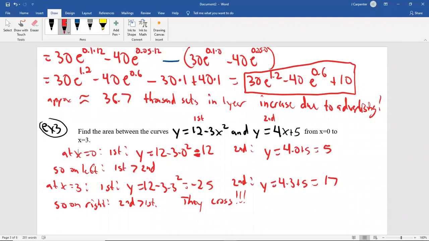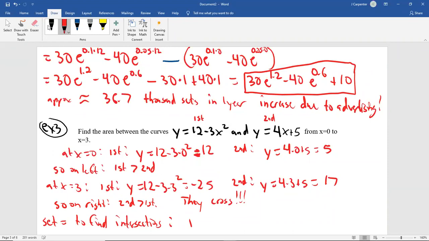Once again, I'm repeating this a lot because it's important. If they cross an even number of times, it is possible that the one function is higher on both ends. So even if you get the same declaration, the first is bigger than the second, first is bigger than the second, you still have to do this next step. We set them equal to find the intersections.